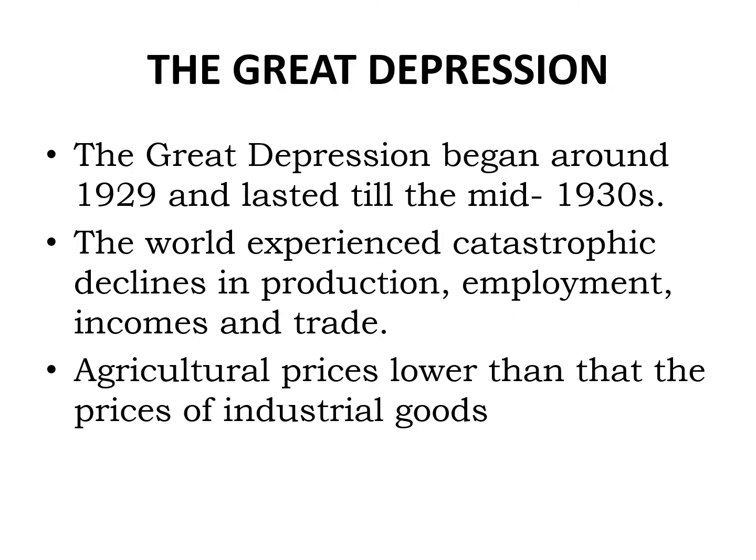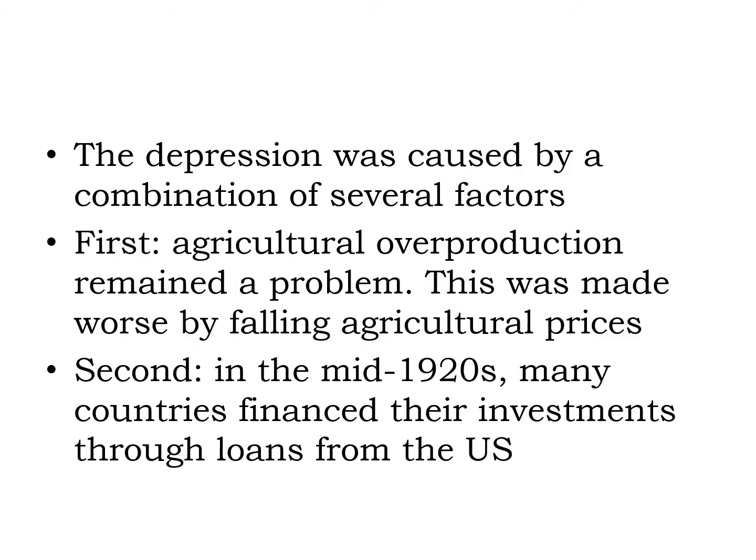By 1929, the world started facing the Great Depression. It lasted till the mid 1930s. So it was a catastrophic decline in production, employment, income as well as trade. Agricultural prices were lower than industrial goods prices. Then what were the causes of the Great Depression? There are so many causes.